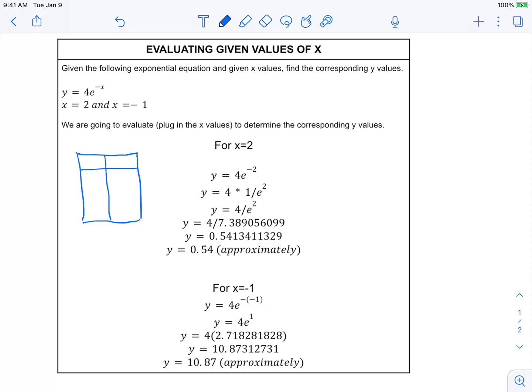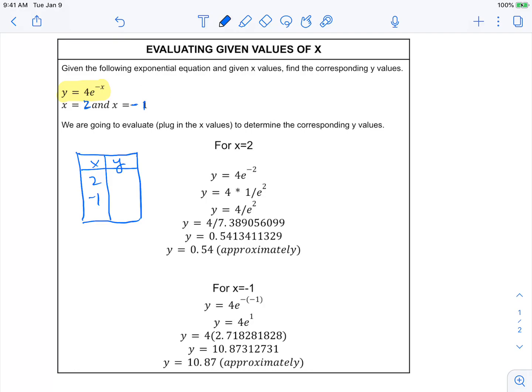And I have x and y. What I want to do is take this given equation here, and I'm going to plug in two values for x. I'm going to plug in this value of x equals 2, so I'm going to put this down here, and x equals -1. I'm going to put this down here. And what I want to know is what the corresponding y's are. What are the y values when I plug those numbers in?